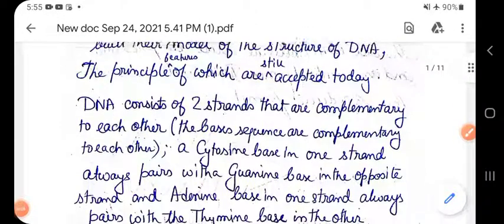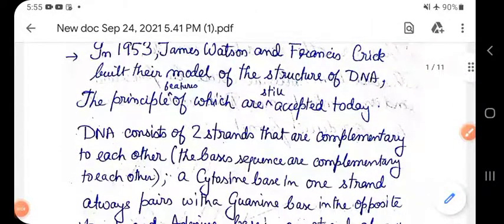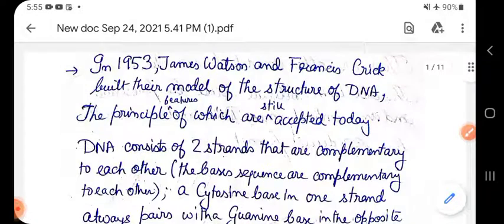Now I'm going to discuss with you the semi-conservative nature of DNA replication. This is given in your molecular biology syllabus. Normally, the semi-conservative nature of DNA means that when DNA replicates, when it makes a copy of a daughter DNA molecule, it will contain one strand of your parental DNA and one strand of new daughter DNA.